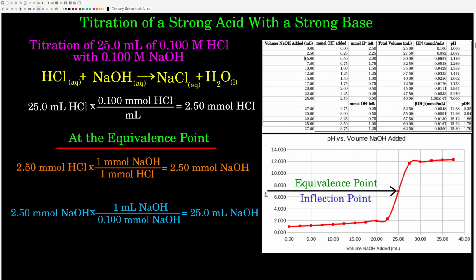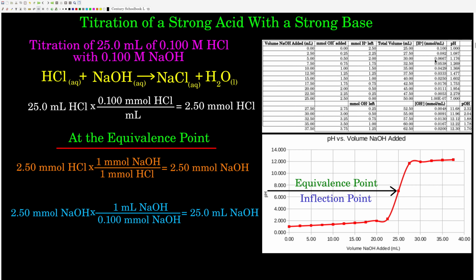So this is the sum of the volume of the acid that we start with, which is 25 mils, and every time we add some sodium hydroxide, we're diluting it, right? So the volume changes, which means the hydrogen ion concentration changes. This column over here is just the millimoles of hydrogen ion that are left divided by the total volume. It gives us the molarity.